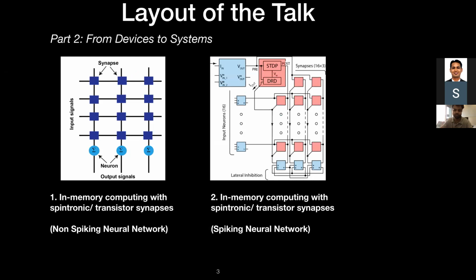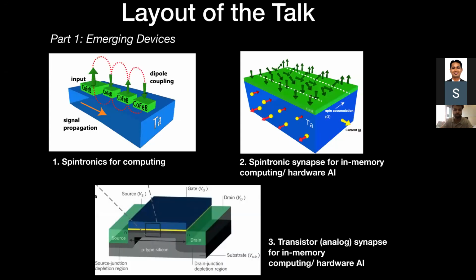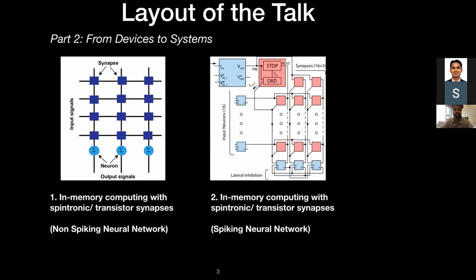That is from a device perspective, but I don't work just on devices; I work on devices as well as on circuits and systems. From a circuit or systems perspective, the major sub-projects are in-memory computing with spintronic and transistor synapses, the devices we talked about in number 2 and number 3 here, and how to make a crossbar array of those devices to do in-memory computing or neuromorphic computing. Then, instead of non-spiking behavior, if you take inspiration from the brain and look at spiking patterns and try to reproduce them on your network, what modifications do you make to the crossbar?